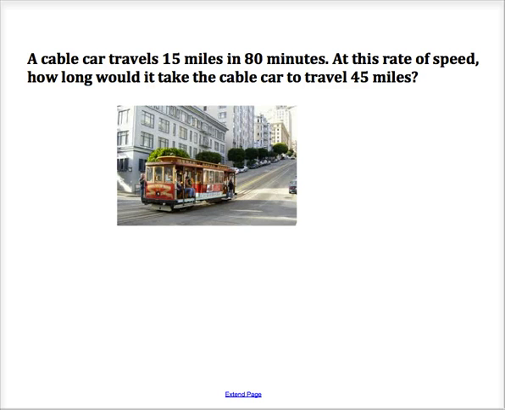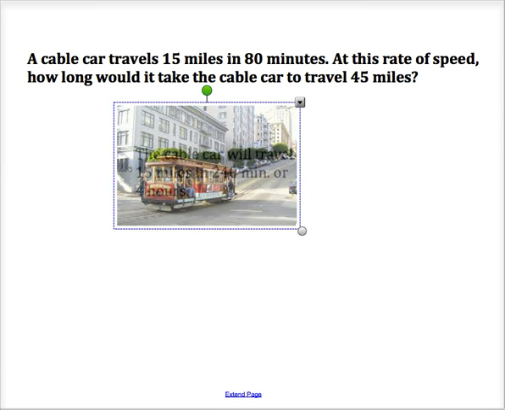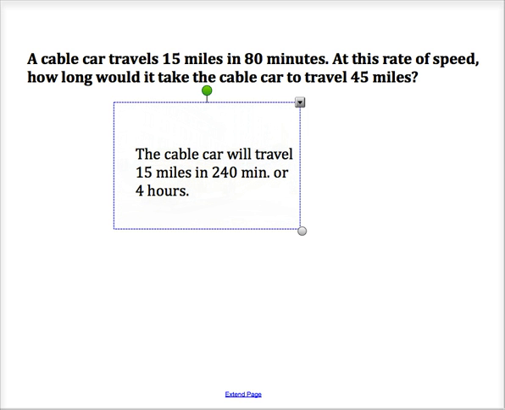This last one here, a cable car travels 15 miles in 80 minutes. At this rate of speed, how long would it take the cable car to travel 45 miles? So please write your proportion and solve, and then come back to check. All right, let's check the answer. The cable car will travel 45 miles in 240 minutes or 4 hours.